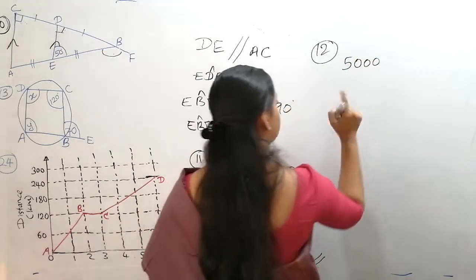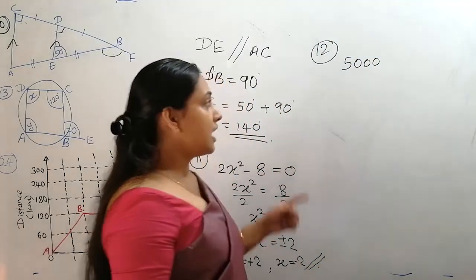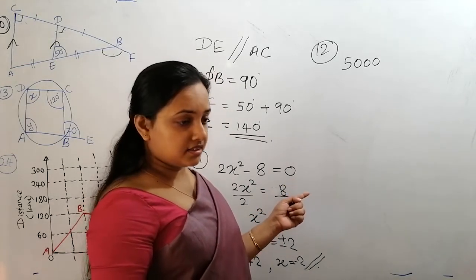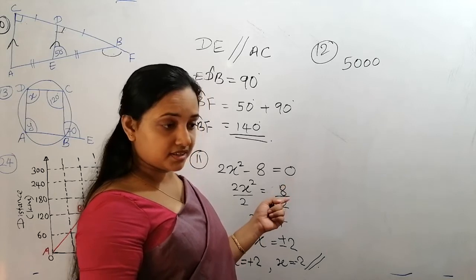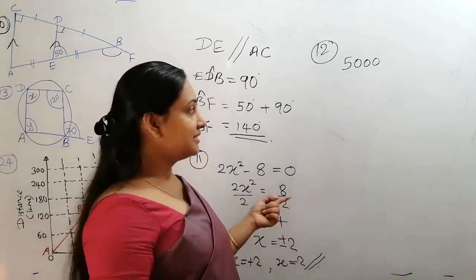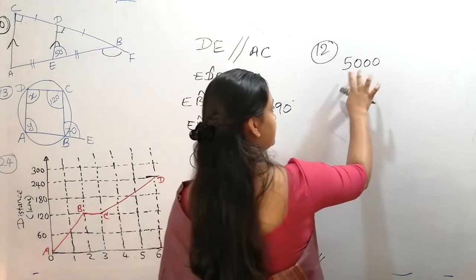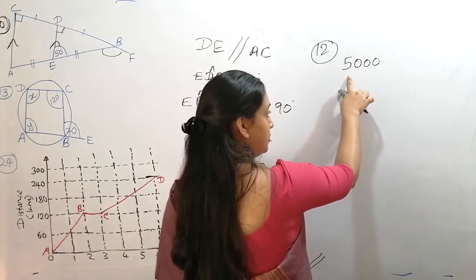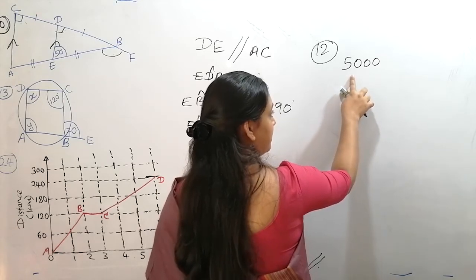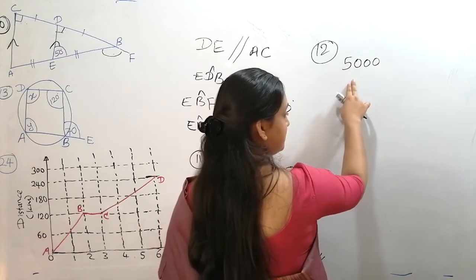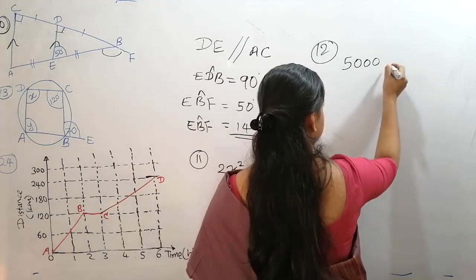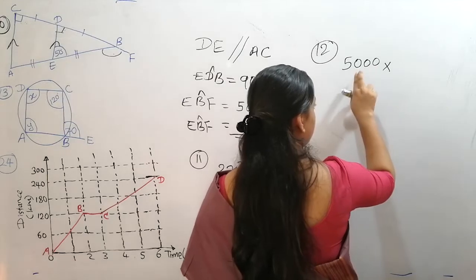This is the loan amount, and the annual interest is 8%, and the loan is taken for 2 years, but the interest will be compounded annually. Then, what is the amount? This is the amount at the beginning of the first year, the loan amount. What is it at the end of the first year? Amount means the interest should be added to the loan amount.